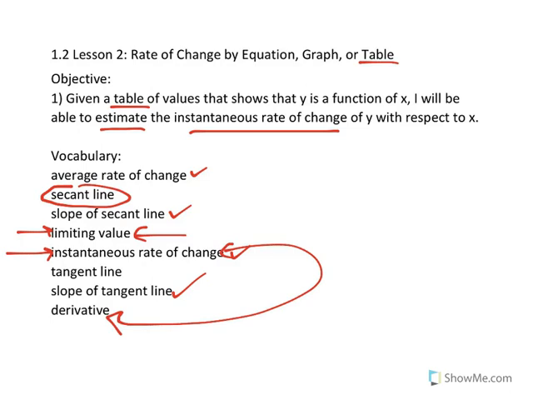We're working with the same ideas. Yesterday, we looked at those ideas when the function was presented as a graph. Today, we're going to look at the same ideas when the function is represented by a table of values.